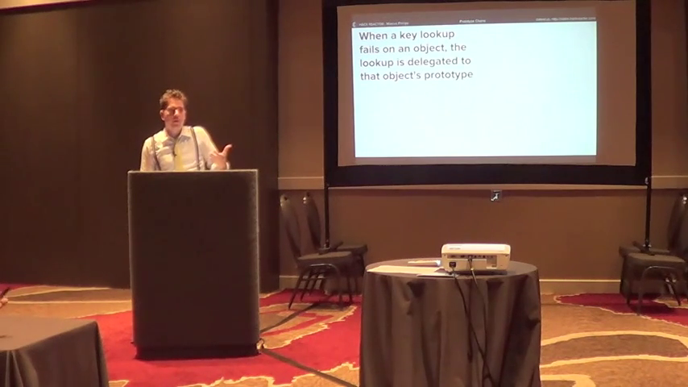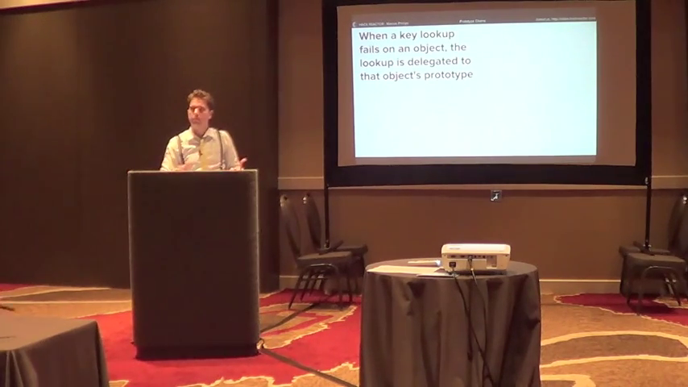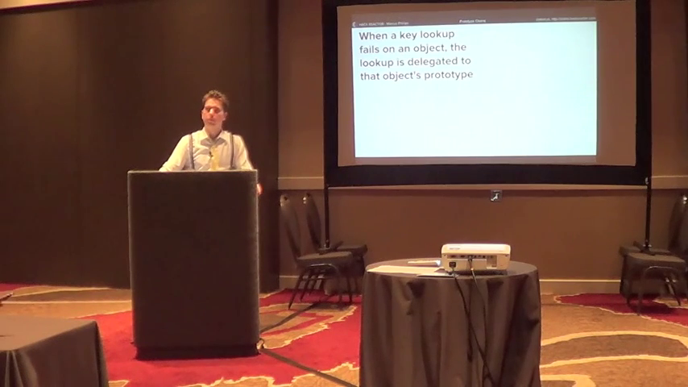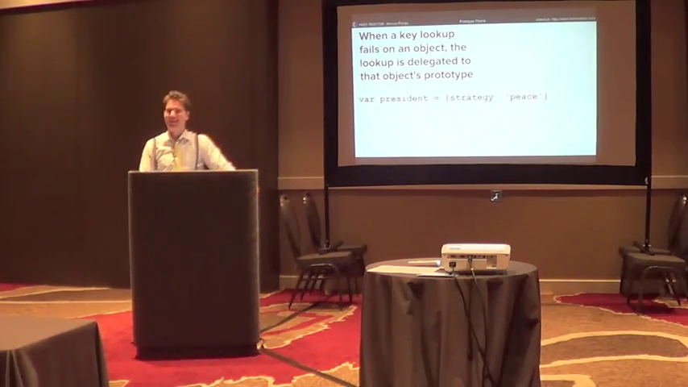You try to access a property, the property is either available on that object directly or it's not. If it's not, the object doesn't immediately give up. It asks its prototype object and then passes off whatever the prototype has. Yep? You have like a real world example? Do I? Yes. I have a real world example.